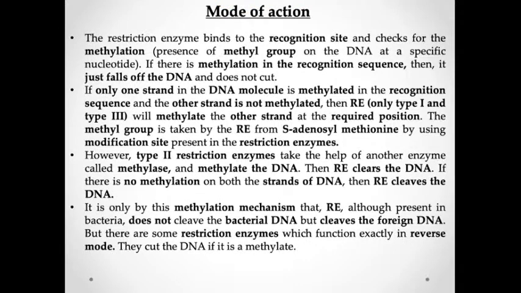The restriction enzymes bind to the recognition sites and check for methylation, that is, the presence of a methyl group on DNA at a specific nucleotide. If methylation is present, they will not cut. If methylation is not present, they will cut. If only one strand in the DNA molecule is methylated in the recognition sequence and the other strand is not, then the RE will methylate the other strand at the required position. The methyl group is taken by the RE from S-adenosylmethionine using the modification sites present in the restriction enzyme.